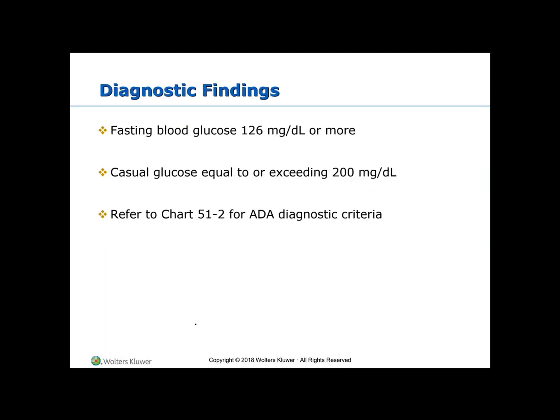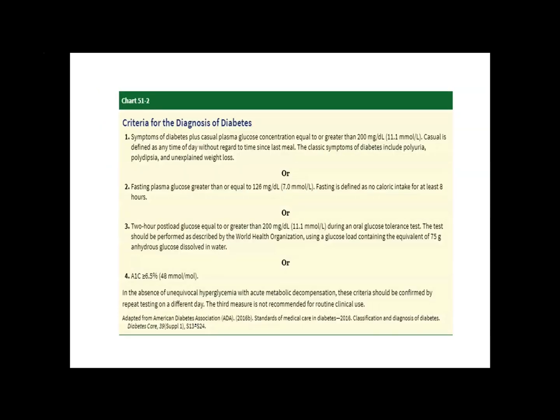Some diagnostic findings: fasting blood glucose greater than 126, or a casual glucose equal to or exceeding 200 milligrams per deciliter. Chart 51.2 is a good chart for diagnostic criteria, and this is the chart right here.